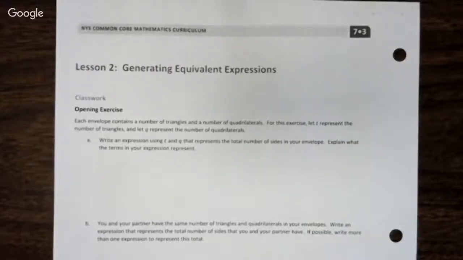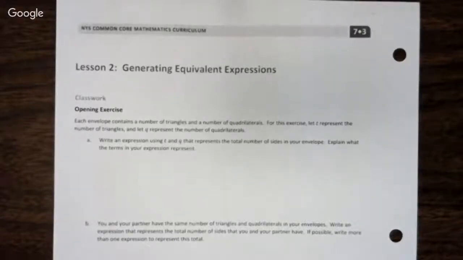This is Module 3, Lesson 2. We're going to continue with the idea of equivalent expressions. So the opening exercise says each envelope contains a number of triangles and a number of quadrilaterals. For this exercise, we're going to let T represent the number of triangles and Q represent the number of quadrilaterals. It says write an expression using T and Q that represents the total number of sides in your envelope.